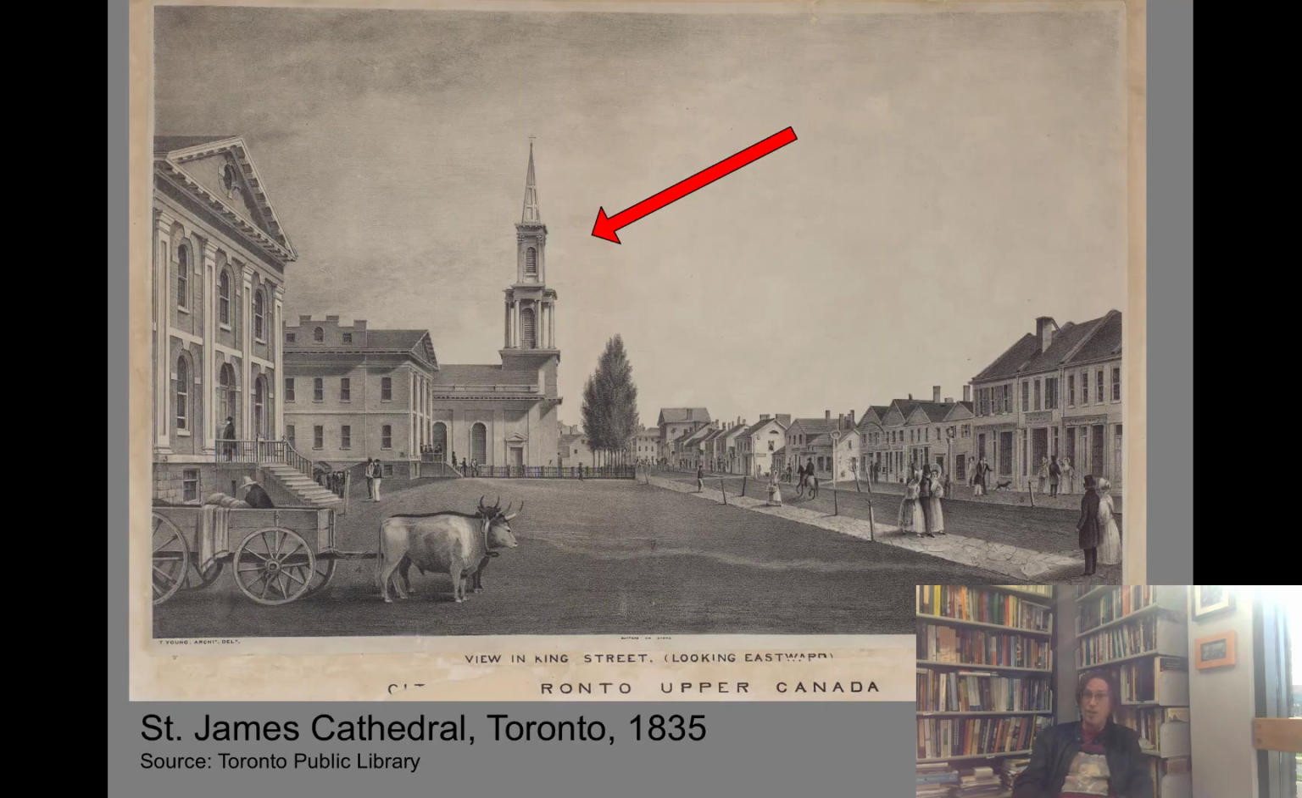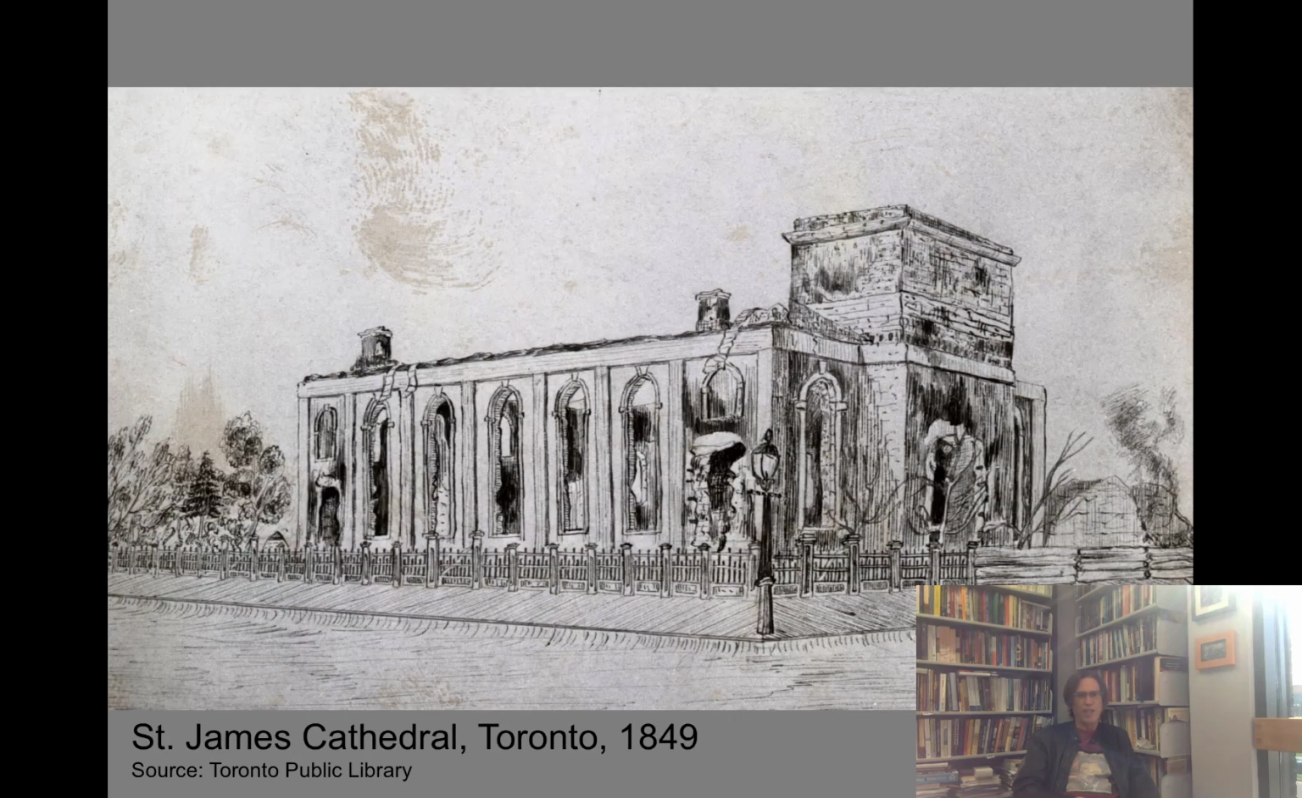Toronto has a big fire as well. This is St. James Cathedral. The arrow is pointing to it here. They built it in the early 1830s. Here it is pictured on King Street in 1835. It burns in 1849. Not just the church, several blocks of the city burn in 1849. And St. James, the cathedral, is one of the buildings that's completely destroyed in that fire.